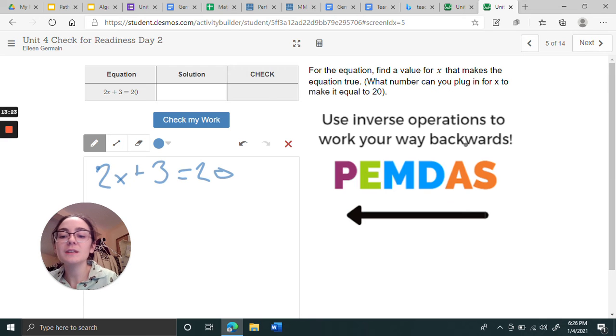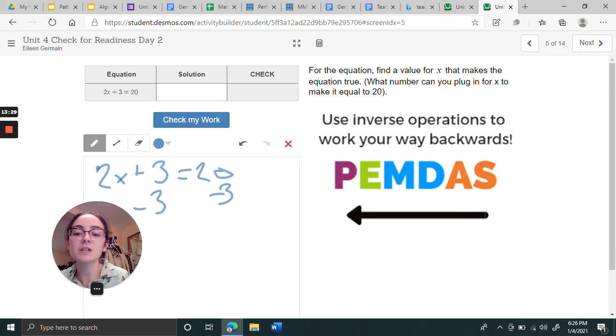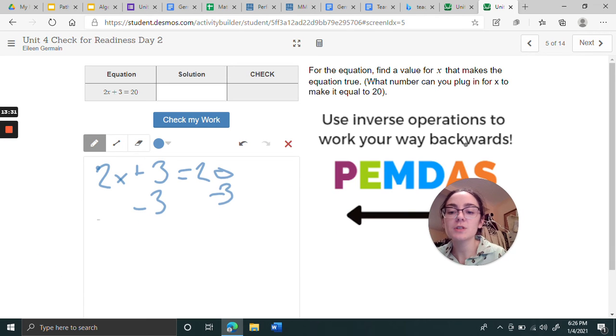So we need to get that x by itself. The first way that we do that is by subtracting 3 from each side. We want to move that constant over first. Let me just get that guy out of the way. We're going to have 17 is equal to 2x. How do I get this x by itself? It's attached through multiplication, remember. So the way that we undo multiplication is with division.